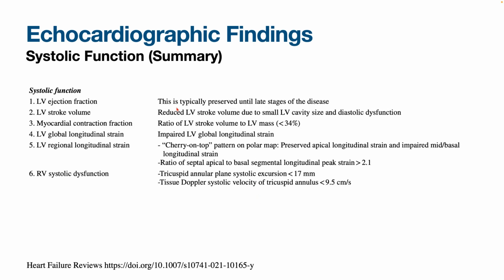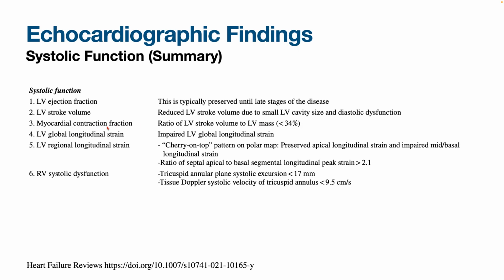As far as the systolic function part, typically in patients with cardiac amyloid, initially the ejection fraction is preserved until a later stage of the disease. Then we call it more like the burnout phase, and the ejection fraction will get worse and worse with the infiltration over time. The stroke volume will also be decreased because of the infiltration. The LV volume size is going to be decreased, and diastolic dysfunction is present. So the LV stroke volume overall, despite the preserved ejection fraction, is going to be decreased.